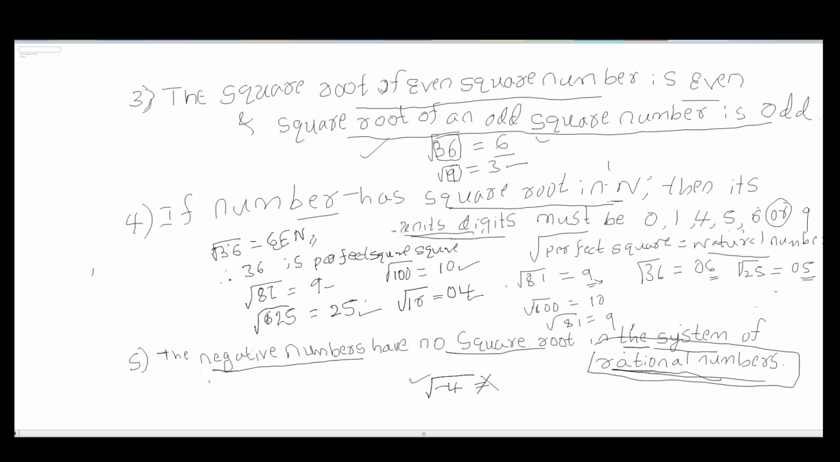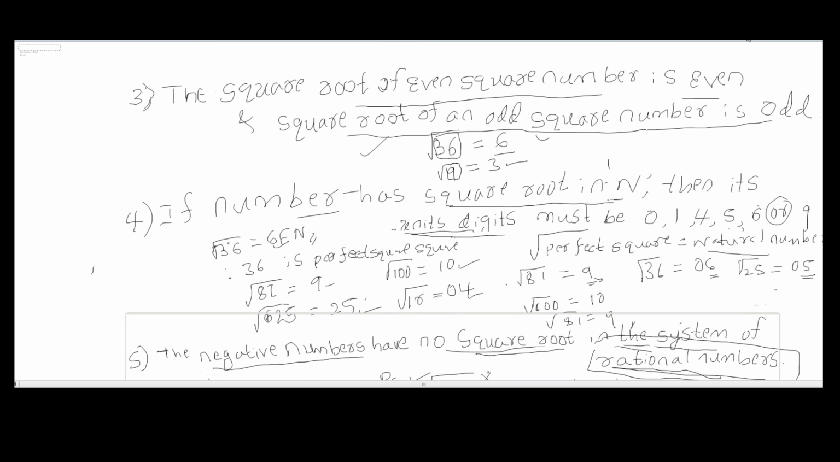Because in the system of rational numbers, the square root of a negative number does not exist. But in the complex number system, there is a rule for it, which we are going to study in higher classes, like the square root of minus 9. But in the system of rational numbers, negative numbers have no square roots. Please, this is very important. Rational numbers are expressed as p by q, where p and q are integers.